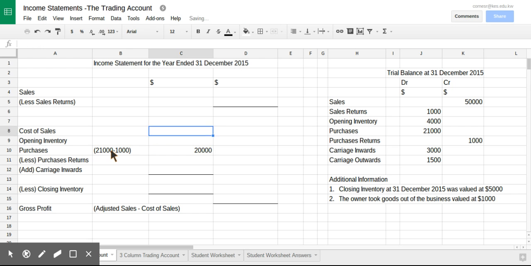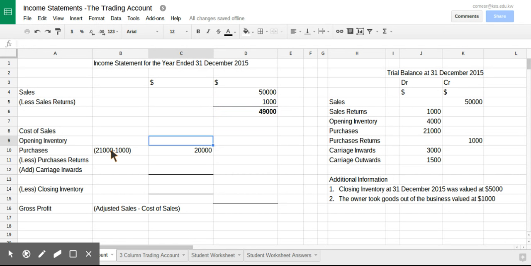Right, up to the top part. Sales. We've got 50,000 of sales, but our customers actually returned to us £1,000 worth of goods. So they're not going to actually pay for those. So the true sales for the year are going to be 49,000.